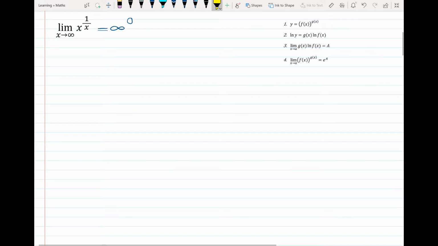The first step is to name expression x to the power of 1 over x something like y. So we suppose x to the power of 1 over x to be y. And then we take ln from both sides of this relation. If we take ln from left and right side of this relation, we have ln of y equals 1 over x times ln of x. Now we have to find limit of 1 over x times ln of x as x approaches infinity.